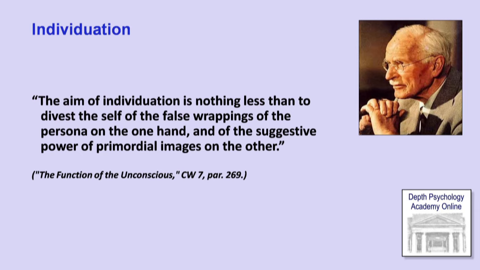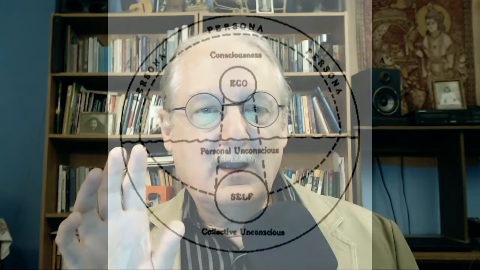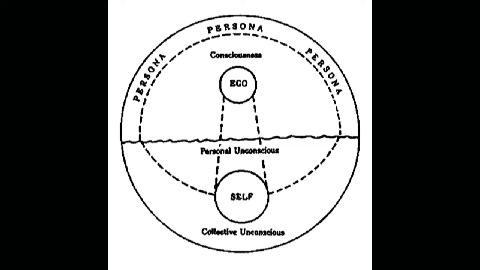And we'll get into those terms, persona and primordial images, as we move through this class. By primordial images, he means the archetypes, and by the persona, he means the face that we put out to the public. Now, this is what I would call a metaphorical representation. If you cut open the human mind, you will not see an ego and a self. If someone does a dissection of a brain, they will not see a persona or consciousness or any of that. This is how we abstract these subjective experiences.